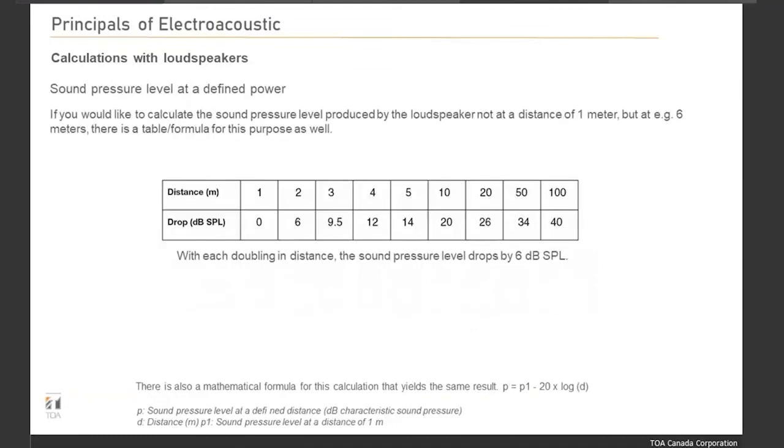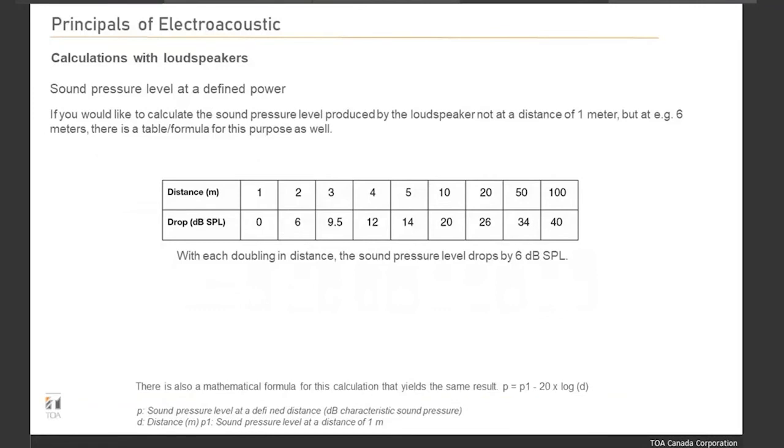And then a little more calculations with loudspeakers. Sound pressure level at a defined power. If you would like to calculate the sound pressure level produced by the loudspeaker, not at a distance of 1 meter, but at 6 meters, there is a table and a formula for that as well.